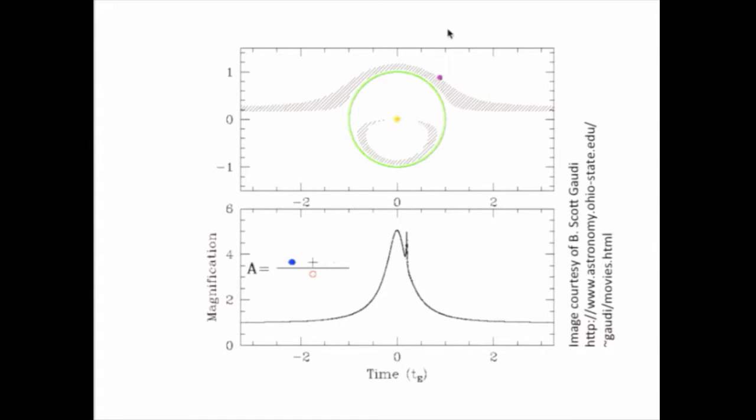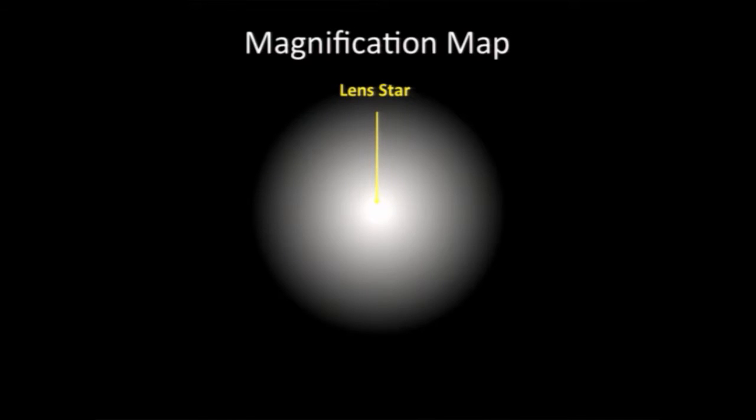The thing I really want you to take away from this is the ability to answer that question, is there a planet in my data? In order to answer that, you need to be able to say, given the light curve I observe, is there a planet there? I think the most intuitive way to understand microlensing and whether or not there is a planet is to talk about the magnification map.